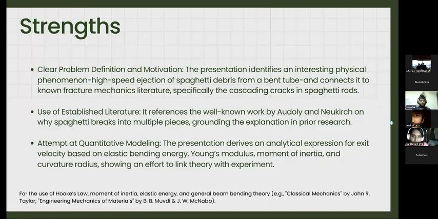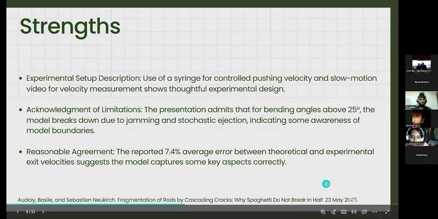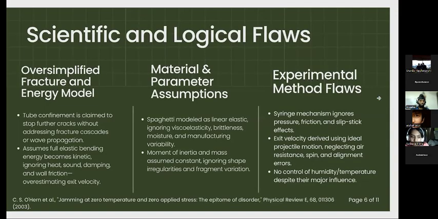There are a lot of strengths in the reporter's work. There is a clear problem definition and motivation. There is use of established literature, which references well-known work by Adorley and Newkirk. There is a very sound attempt at quantitative modeling as well. The use of a syringe for controlled high pushing velocity and slow motion video for velocity measurement shows a very experimentally thoughtful design. The presentation admits that for bending angles above 25 degrees, the model breaks down due to jamming and stochastic ejection, indicating some awareness of model boundaries as well. The reported 7.4% average error between theoretical and experimental exit velocities suggests the model captures some key aspects correctly as well.